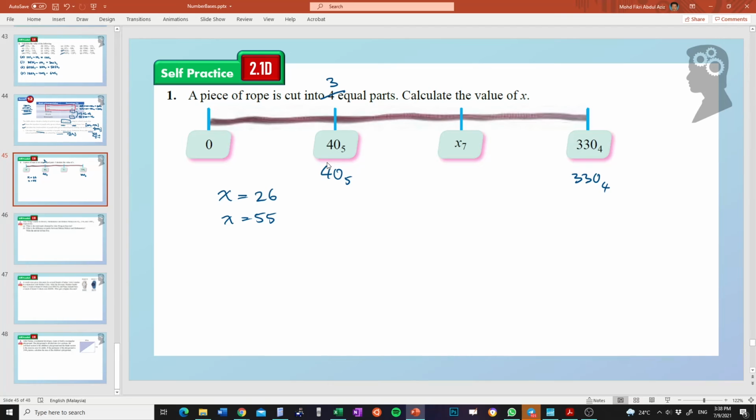Saya dapat tengok ada 2 cara paling kurang untuk selesaikan masalah ni. Just remember that this rope have equal parts, equal length lah maknanya. 26 sir. Dapat 26? Yes, 26. So ada 2 orang jawab 26, ada seorang jawab 55. Okay. Good. Let me see.